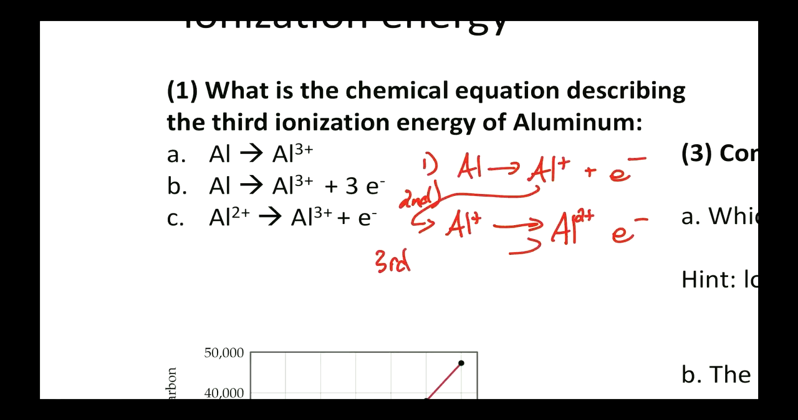And so now this is our third ionization energy. This is what we want. So we take the product from the previous step, and we're removing our third electron. So what's the product there? Al3+. So that is the correct answer. C is our correct answer. Good. If you were to get this wrong, because it's the concept of successive ionization energy, you might say B. But we don't take off all 3 electrons at the same time. It's one at a time.